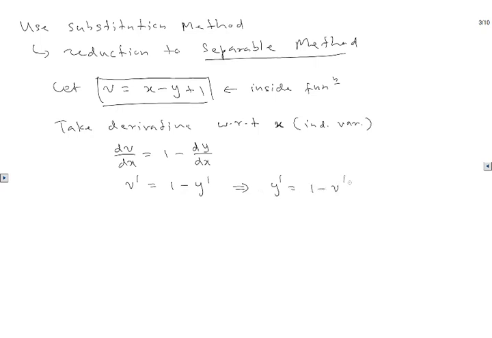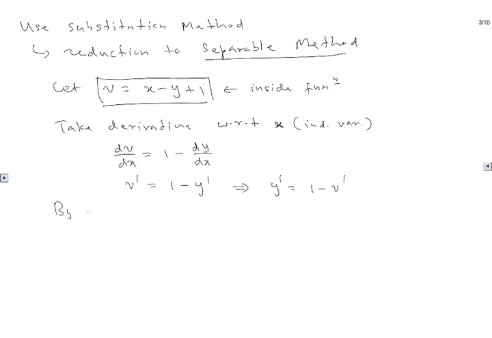So now what we can do, we're going to do two substitutions. We can substitute wherever you see x minus y plus 1, we can substitute for that v, and also wherever you see y prime, you can substitute 1 minus v prime. So we can do both substitutions.